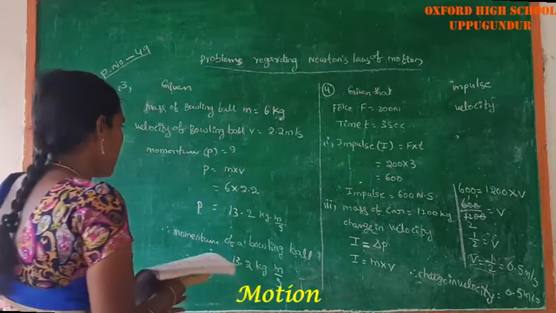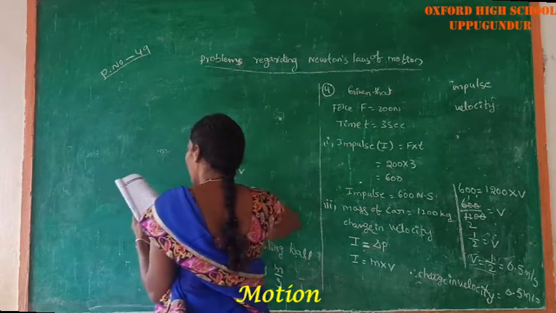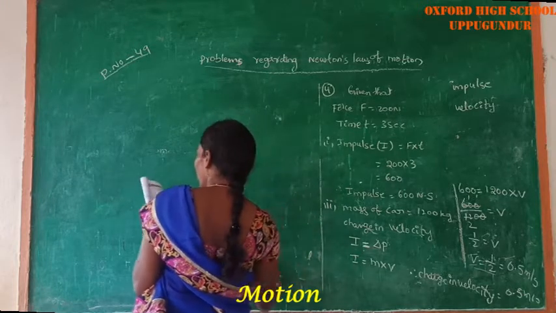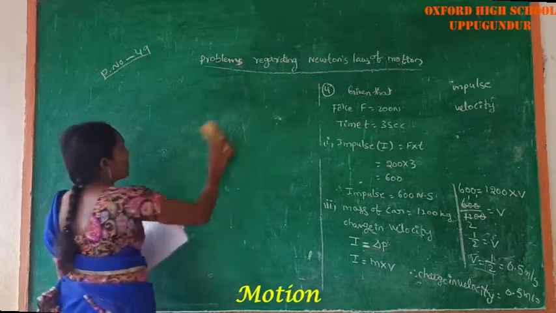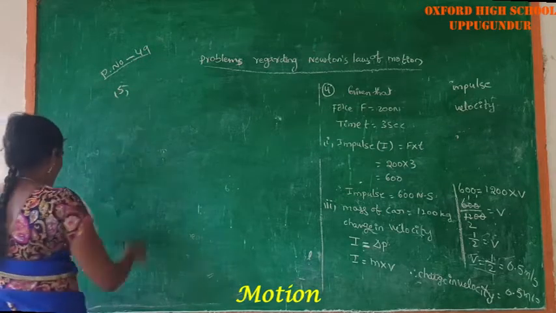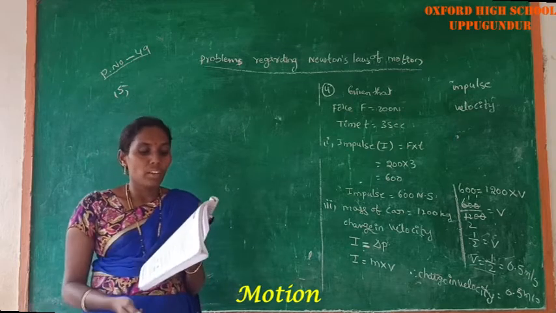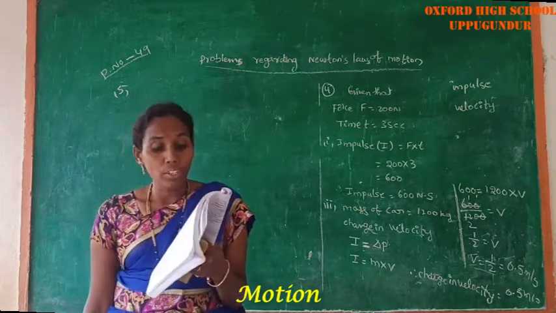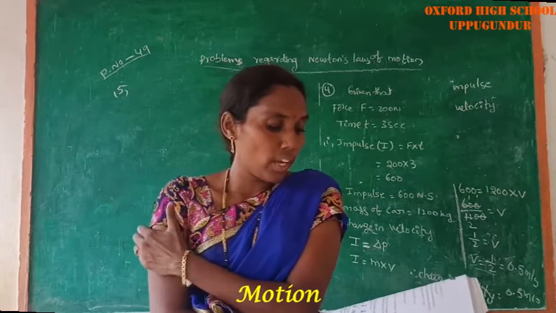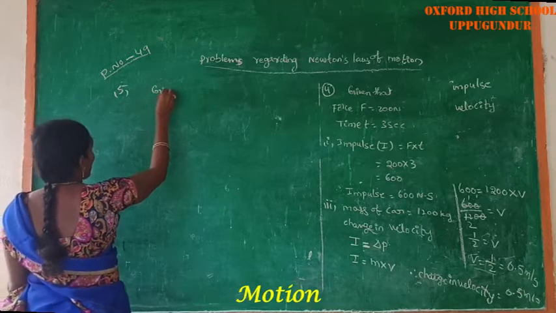See the fifth problem. What force is required to produce an acceleration of 3 meter per second square in an object of mass 0.7 kg? All of you see problem number 5. Here acceleration is given, at the same time mass is also given. Find out the force. First we have to write what is given in this problem.